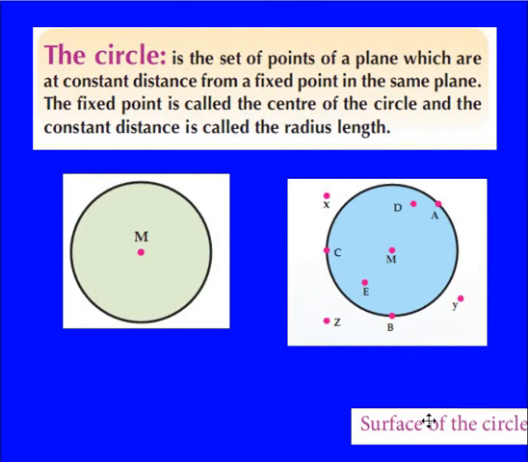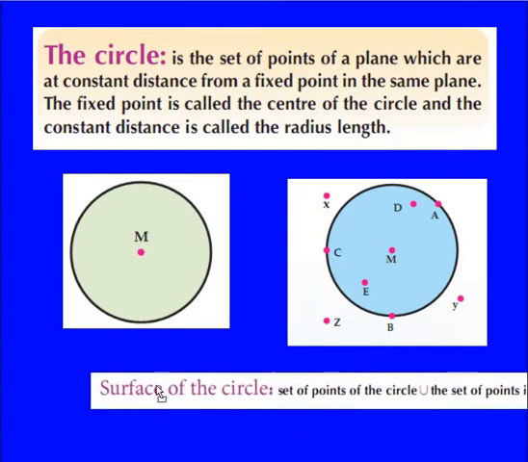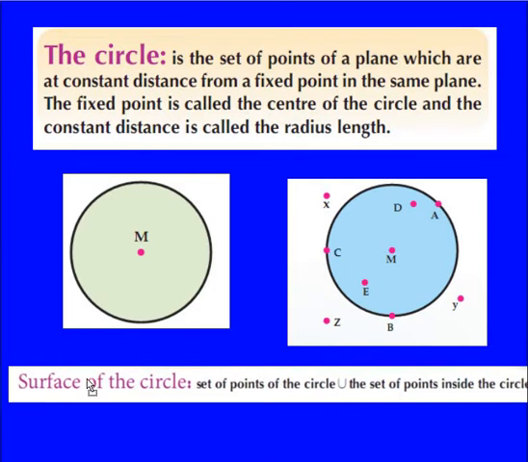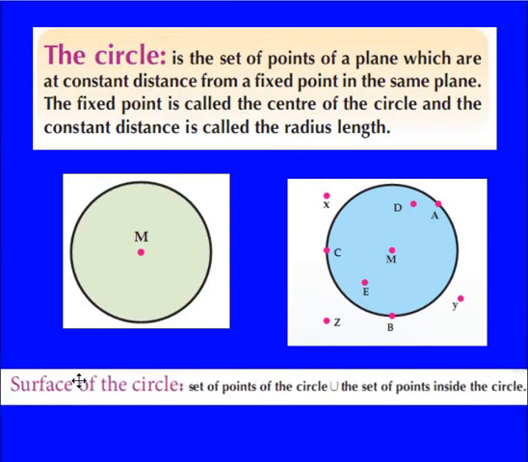What is the surface of the circle? Surface of the circle is the set of points of the circle union the set of points inside the circle. The circle and inside it.